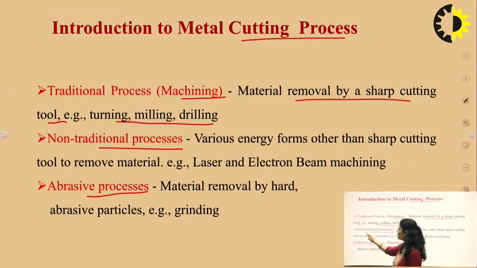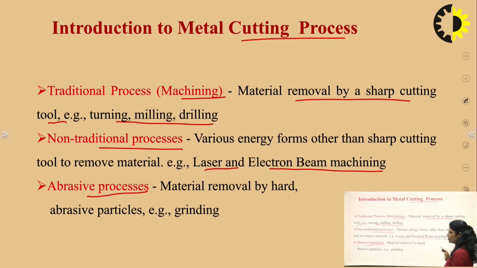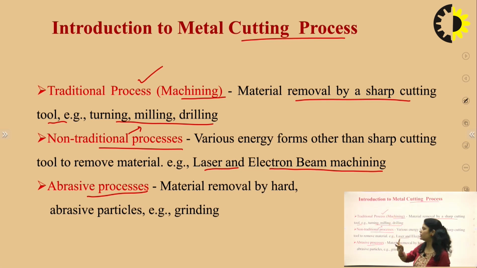Then we come to the non-traditional processes. In case of the non-traditional processes, various types of energies will be used. Rather than the cutting tool, we will use a different form of energy to remove the material from the workpiece. For example, laser and electron beam machining. And here we will maintain a gap between the tool and the workpiece, and a medium will pass through this gap. So it comes in the unconventional machining processes, and the traditional is the conventional machining processes.